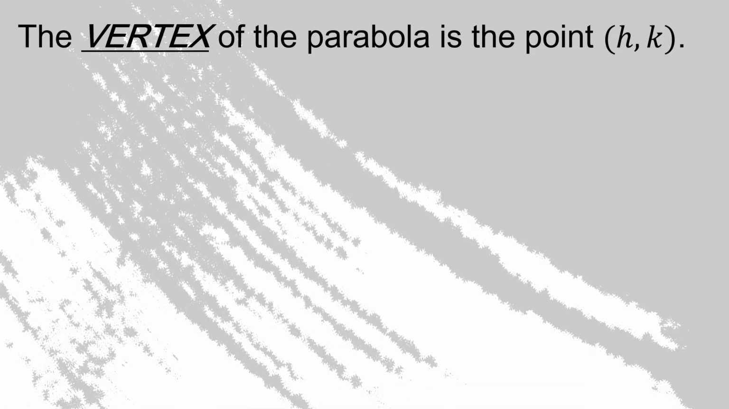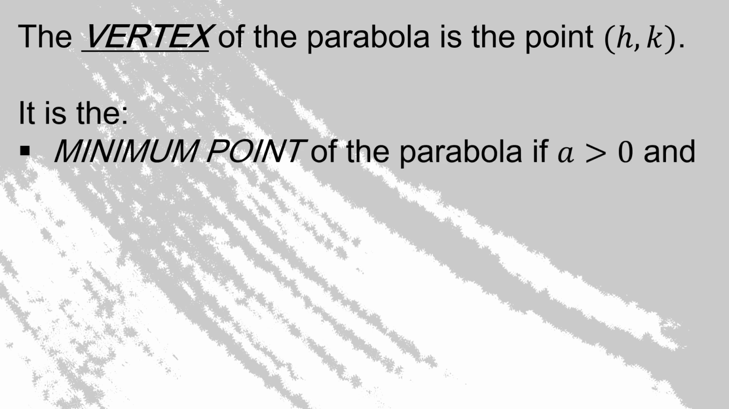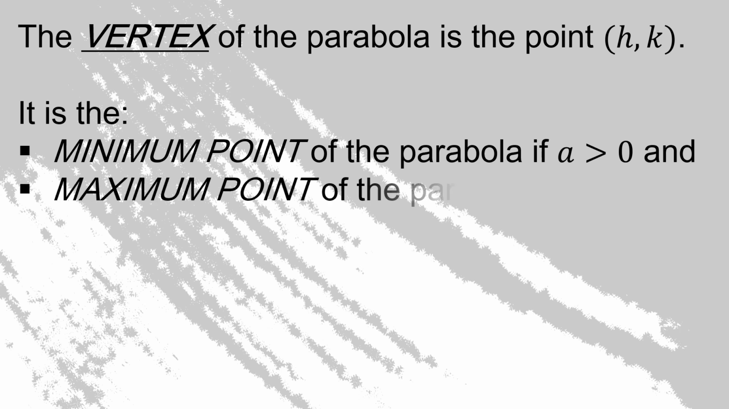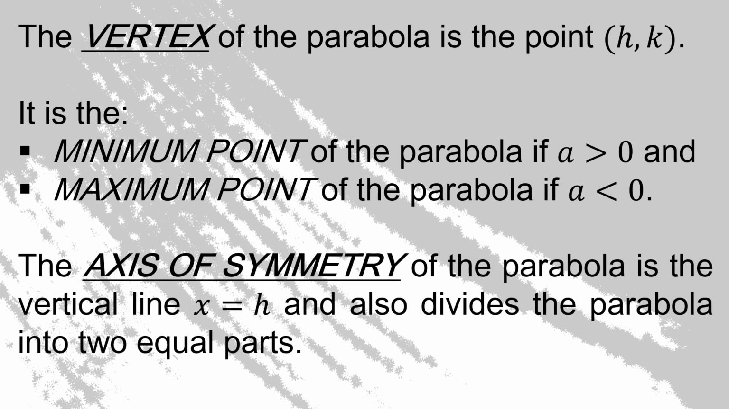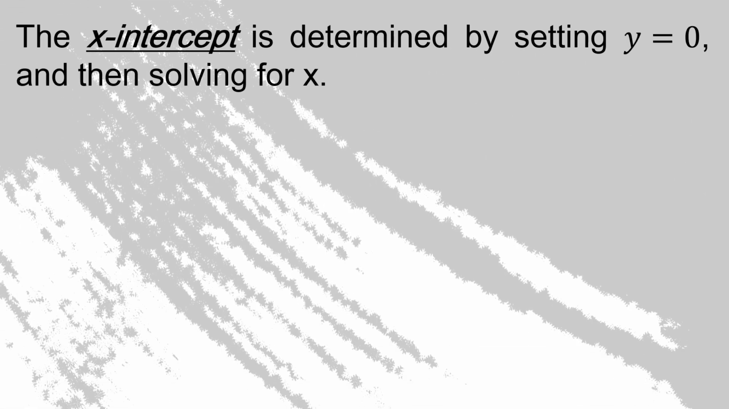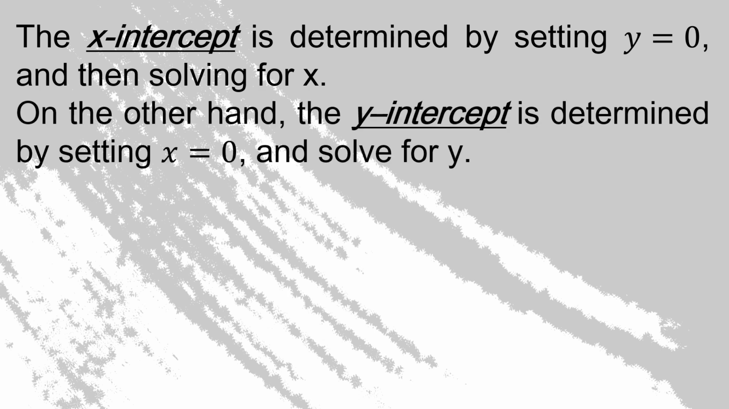The vertex of the parabola is the point (h, k). It is the minimum point of the parabola if a is greater than 0 and the maximum point of the parabola if a is less than 0. The axis of symmetry of the parabola is the vertical line x equals h and also divides the parabola into two equal parts. The x-intercept is determined by setting y equals 0 and then solving for x. On the other hand, the y-intercept is determined by setting x equals 0 and solving for y.